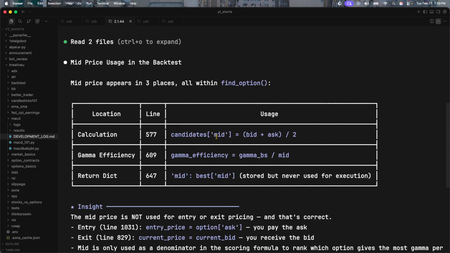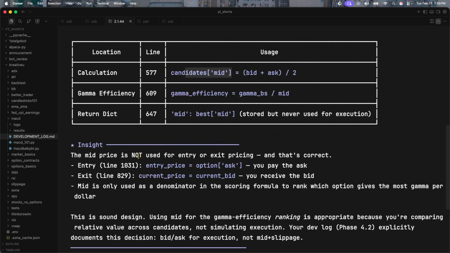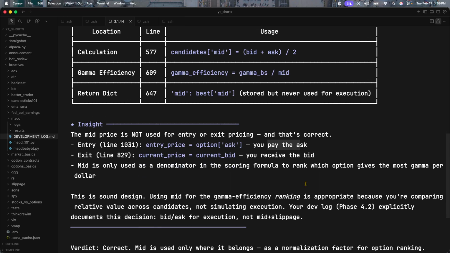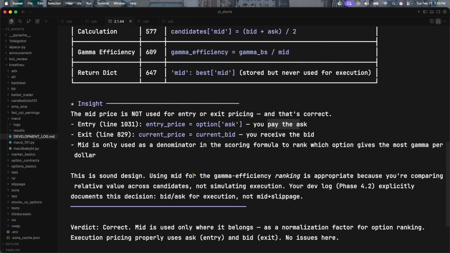Okay, so we are using mid. Candidates calculate the mid equals the bid. The mid price is not used for entry or exit pricing. That's correct. The entry price equals the ask. You pay the ask because we want to get into the market. The exit price, we pay the bid because we want to get out of the market. The mid price is only used as a denominator in the scoring formula to rank which option gives you the most gamma per dollar. This is a sound design.